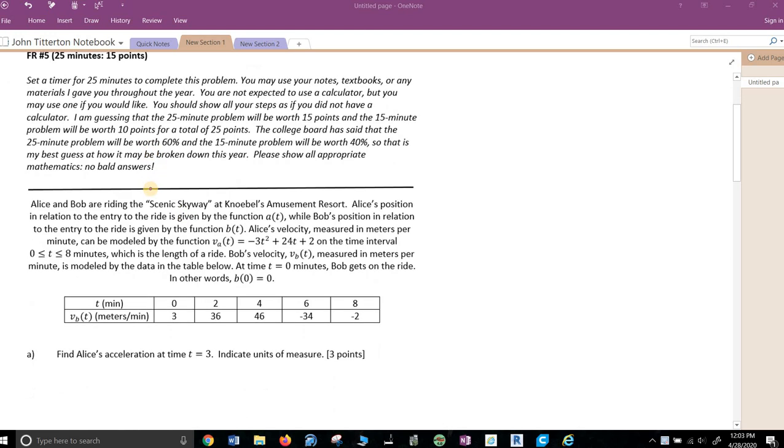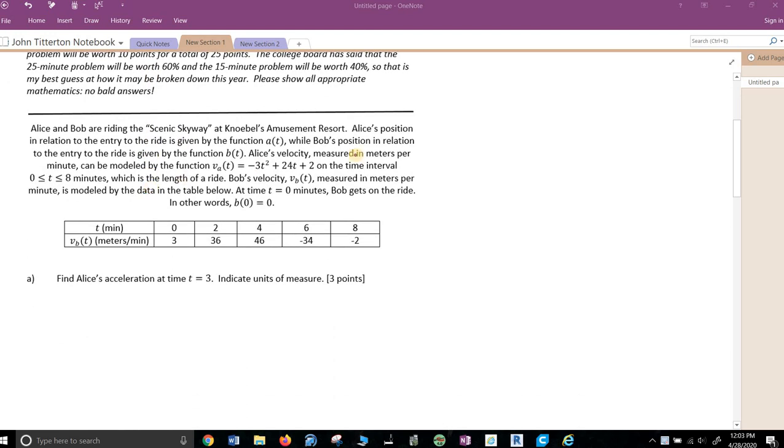I found this problem very confusing to look at, and then their notation I thought was terrible because they use A of T for Alice and B of T for Bob, which I think is just horrible. So I am going to very, very briefly talk about derivatives.